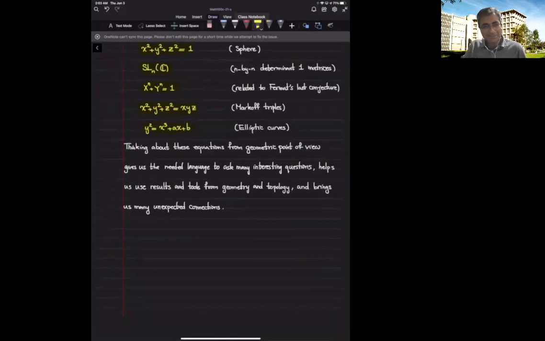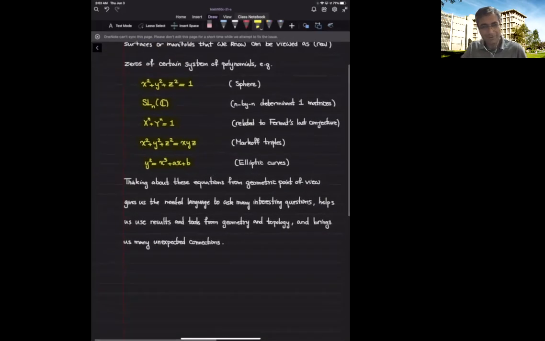So anyway, let's finish this course with this point: if you want to study these kinds of things more, you can study algebraic geometry or arithmetic geometry or some parts of number theory.